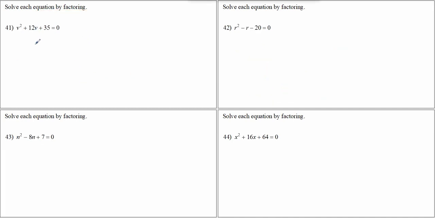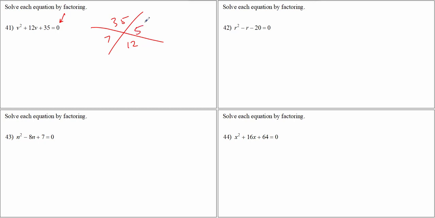I want to make sure that this is 0. It is, so we're good. So now I want to take the v squared plus 12v plus 35. I want to factor it like I did in the first 36 problems, the first half of the video. So I get 35 up top, 12 on the bottom. Then I'm going to take my 2 numbers, which is going to be 7 and 5.